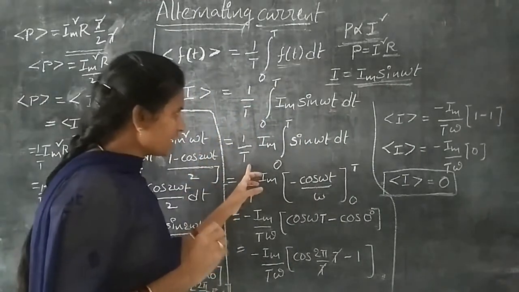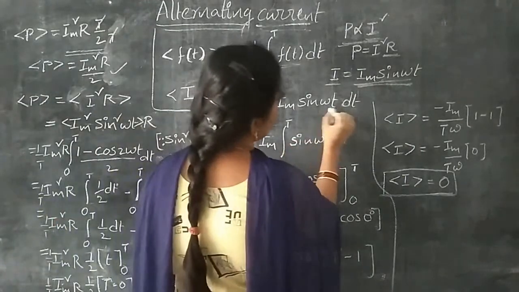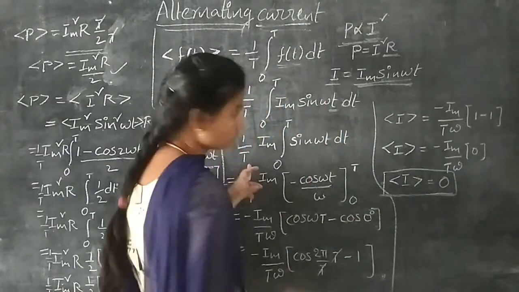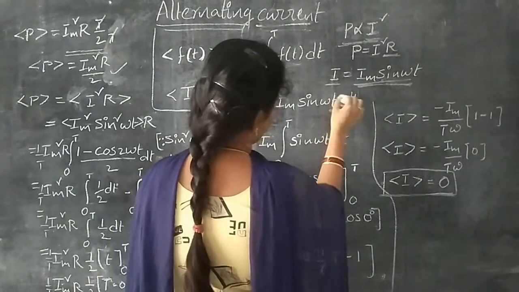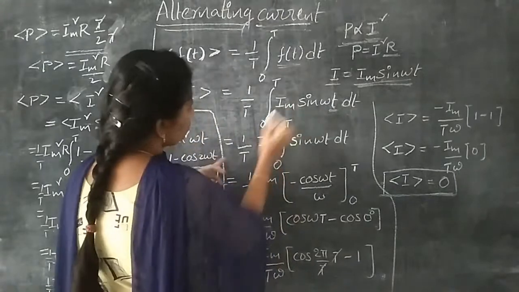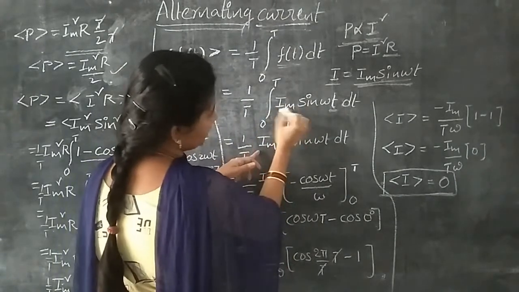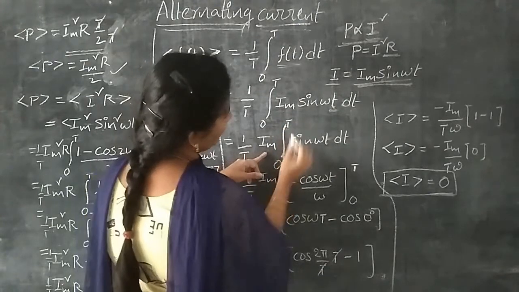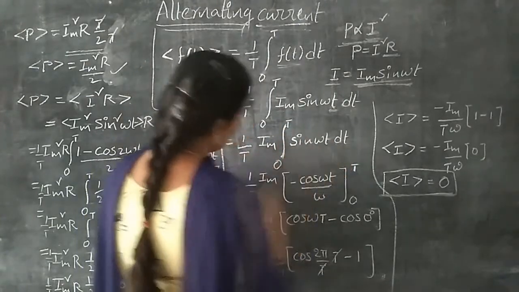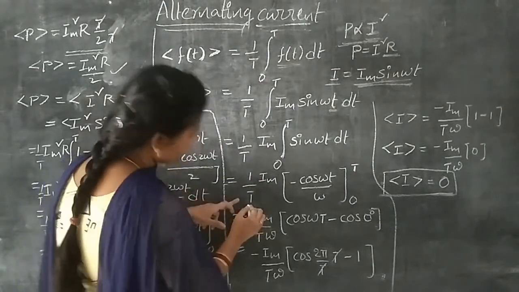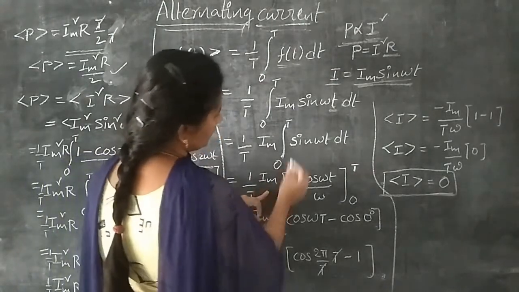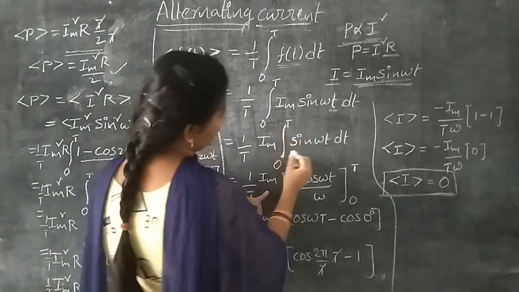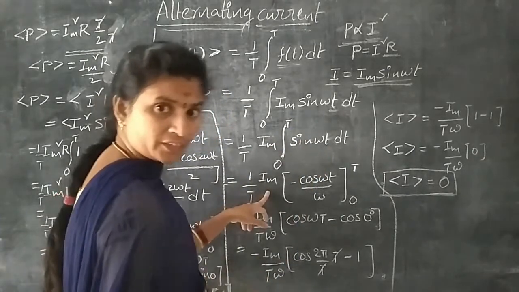So 1 by T, here it varies with respect to time. Differentiate with respect to time. So let us take Im as a constant value. So the integral from 0 to T of sin omega t dt, times 1 by T Im. What is the integral of sin omega t?